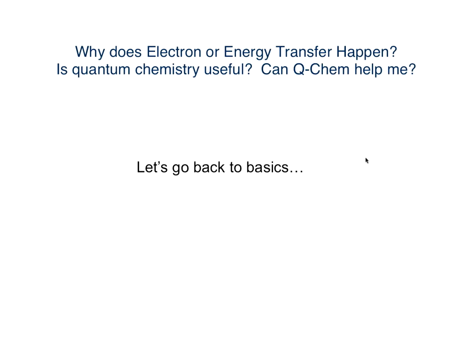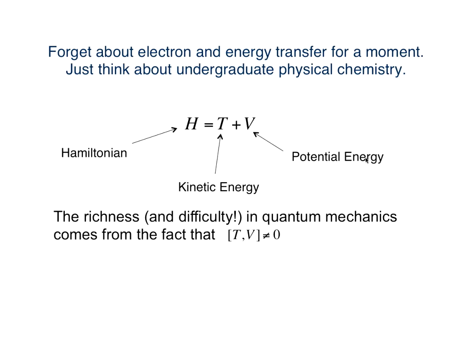Okay, so the first part of the talk: derivative couplings and their meaning. How are we going to model the situations that we talked about above? So the question is, I want to model this electron or energy transfer process, right? Is quantum chemistry useful? How can Q-Chem help me? So before we actually talk about that, let's go back to basics for a second. Forget about electron and energy transfer for a second. Just think about your undergraduate chemistry.